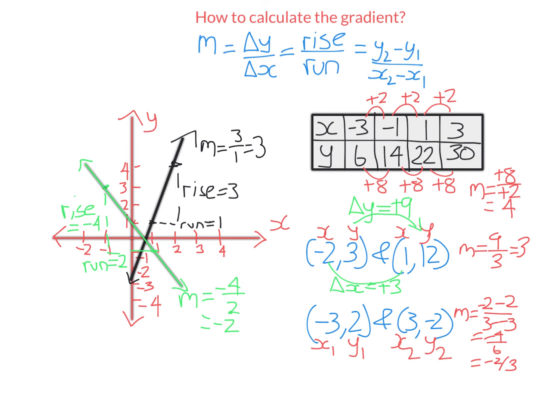The gradient doesn't need to be a whole number. It can be a fraction or a decimal. So here the gradient, we had negative 4 over 6. Negative 4 because we went down by 4, we subtracted 4 from the y values, and we added 6 to the y values.